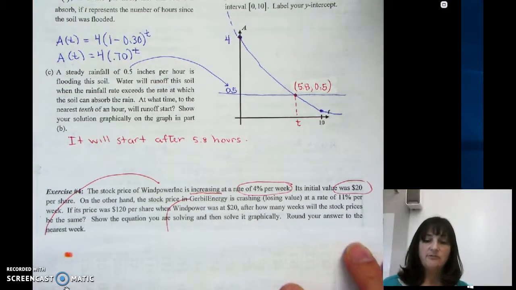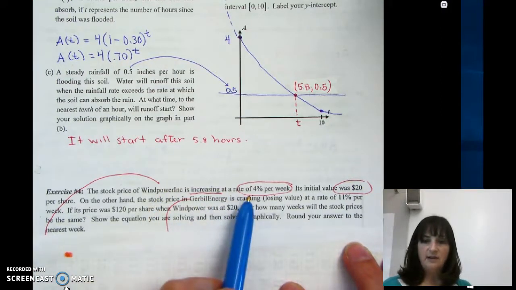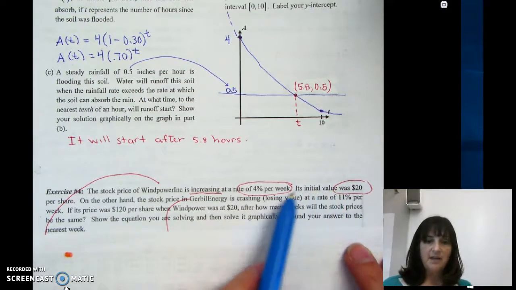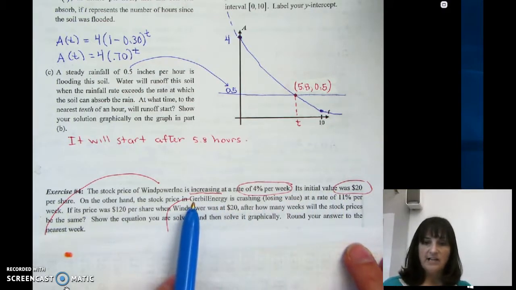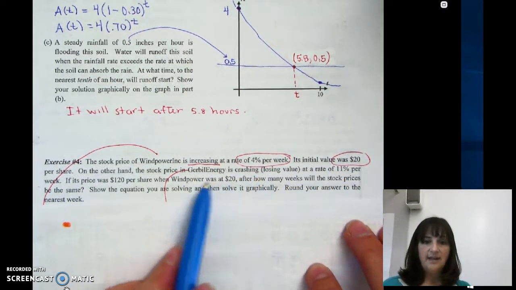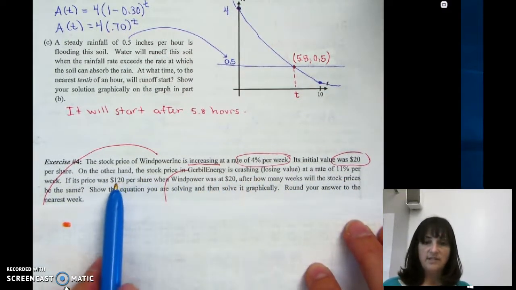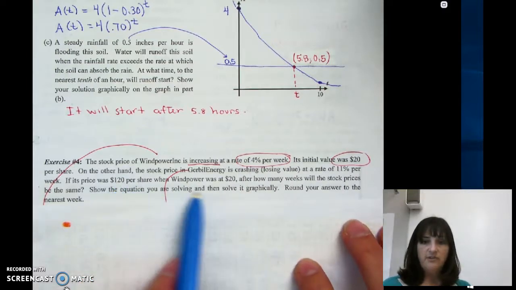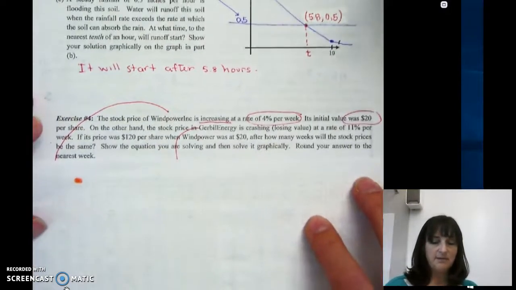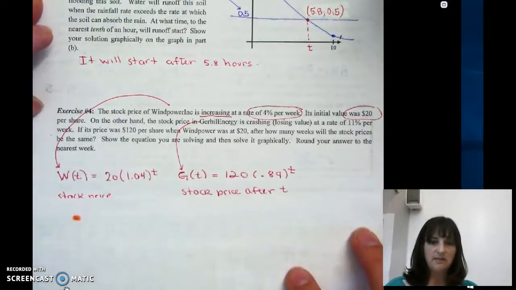In this next problem, we have 2 different companies, one whose stock price is increasing at a rate of 4% per week with an initial value of 20, and another whose stock price is crashing at 11% per week, and they have an initial price of $120. So we want to figure out when will the 2 stock prices be the same. Okay, so let's take a look at the functions that we would need to model this.